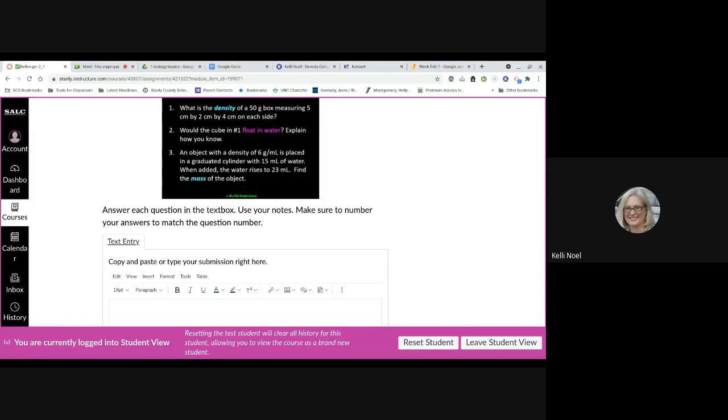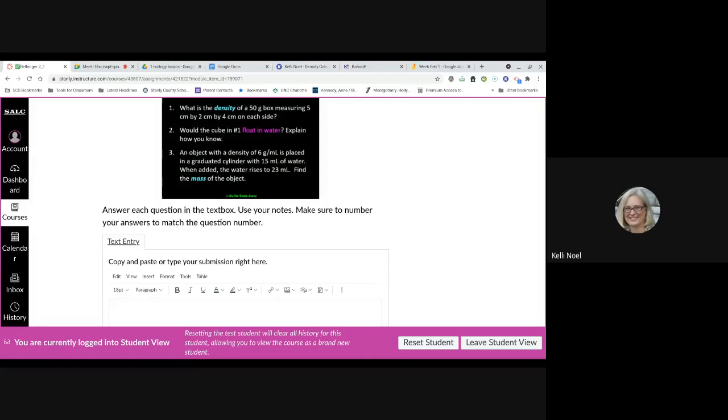Density equals mass over volume. It says, what is the density of a 50-gram box? 50 grams, is that mass or volume? Mass. So we're going to divide it by, and I'm writing it how you can type it in on your computer.